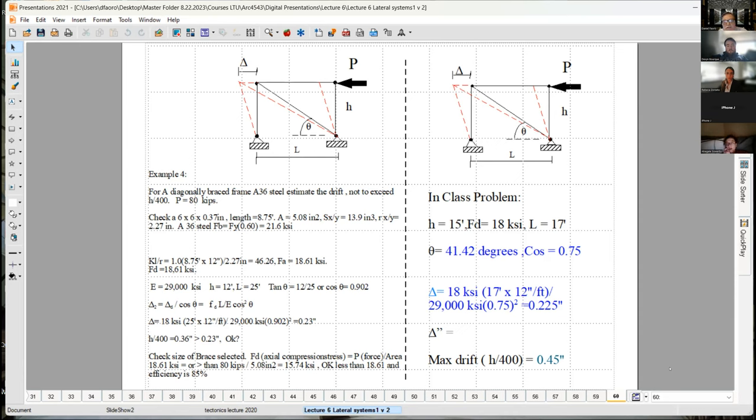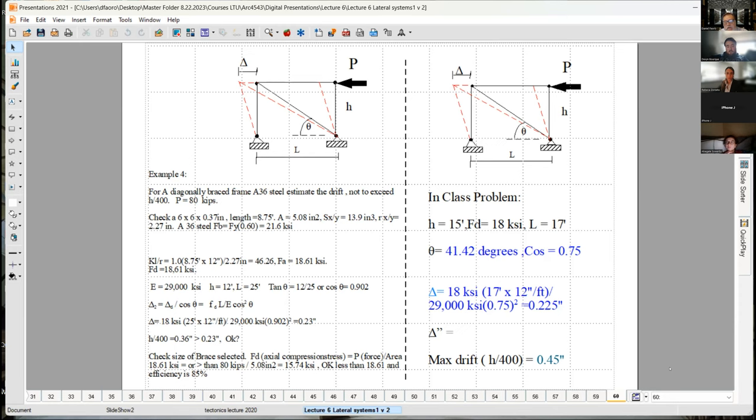On the right-hand side of just working through this problem, for the right graphic on the upper right-hand side, H is 15 feet, FD is 18 KSI. So I already gave you the stress limit of the diagonal brace. Didn't express it in terms of P. We didn't do the slenderness ratio calculation. L for the horizontal span width is 17 feet. Our theta value for the angle of inclination is 42.242 degrees when you do the math, and cosine is 0.75.